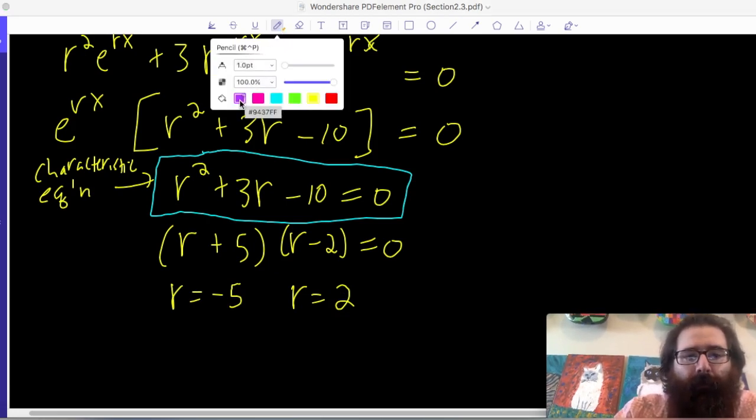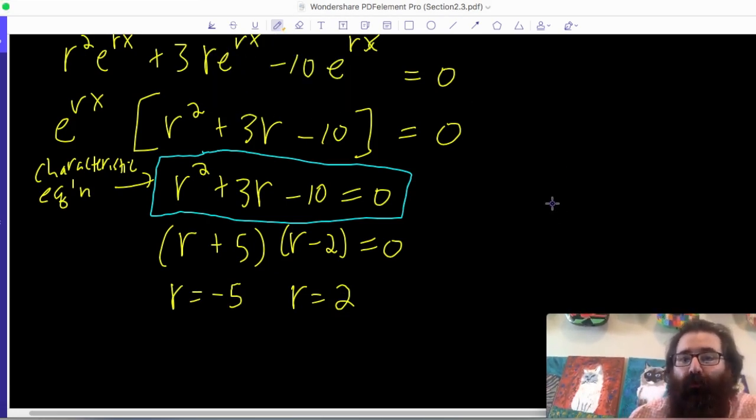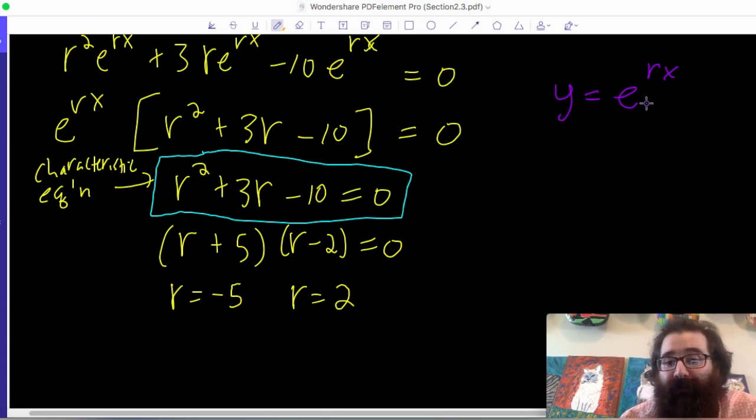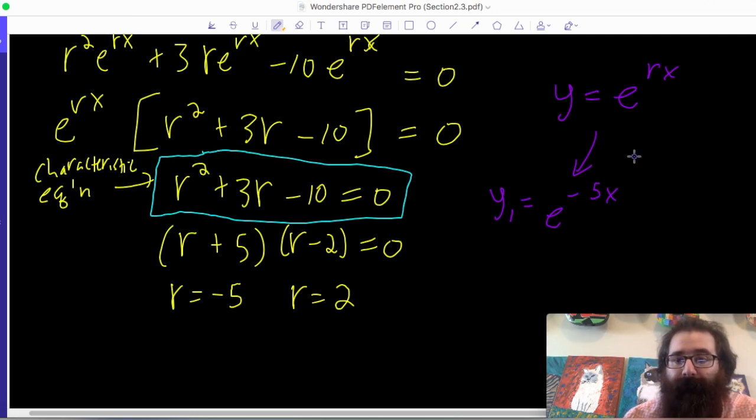And so now from here, at the very beginning, we assumed that y was some exponential function e to the rx. Not only was that a good assumption, a safe assumption, but we also found out that it works for 2 values of r in the differential equation that we started with. It'll work for y sub 1, if you want to call it that, which is e to the negative 5x, where r is negative 5. And it'll work for another one, call it y sub 2, where we have e to the 2x.